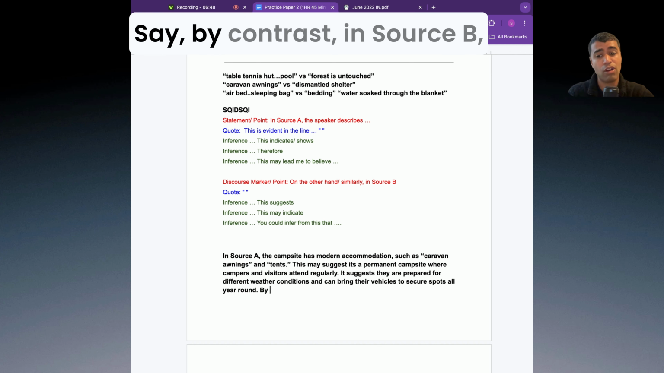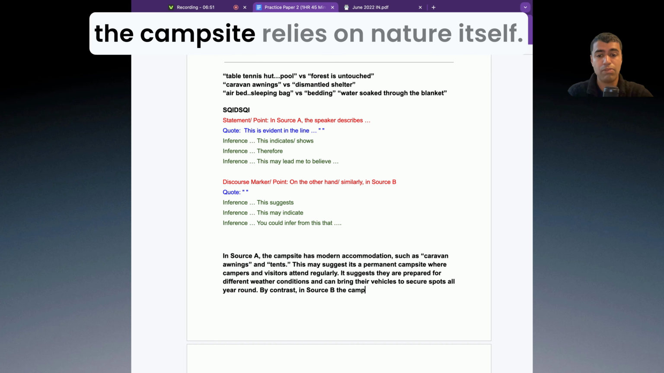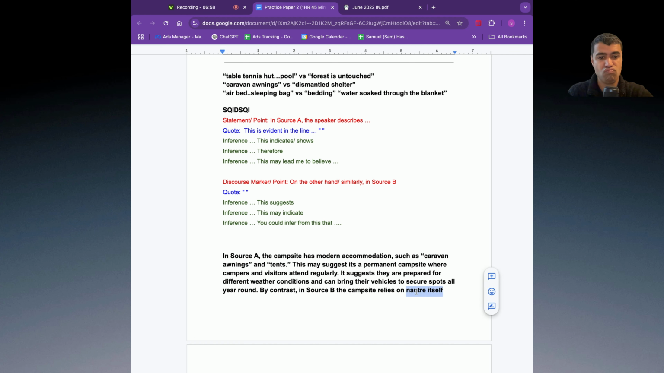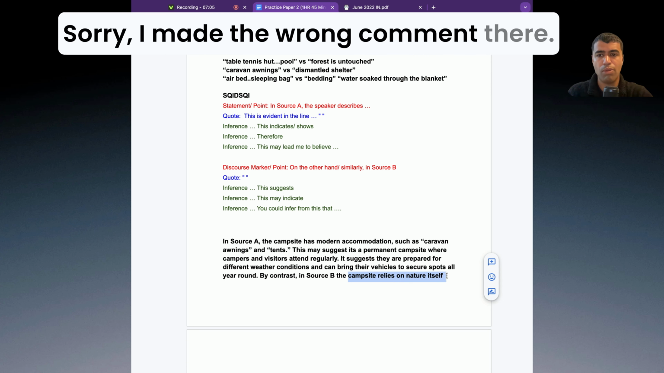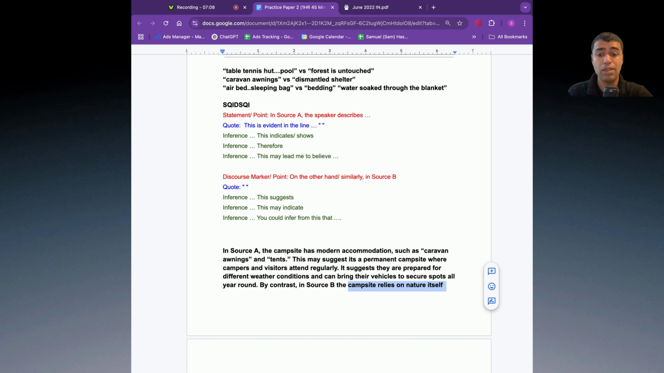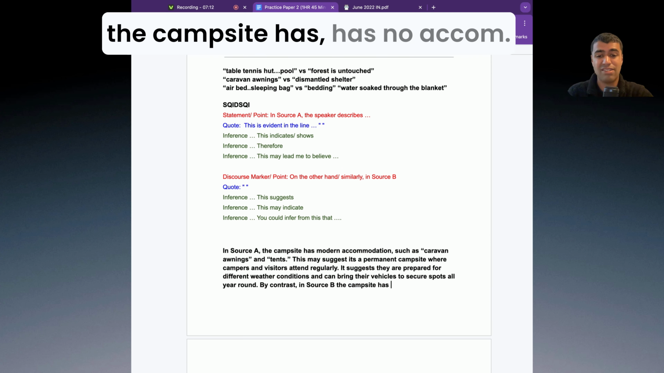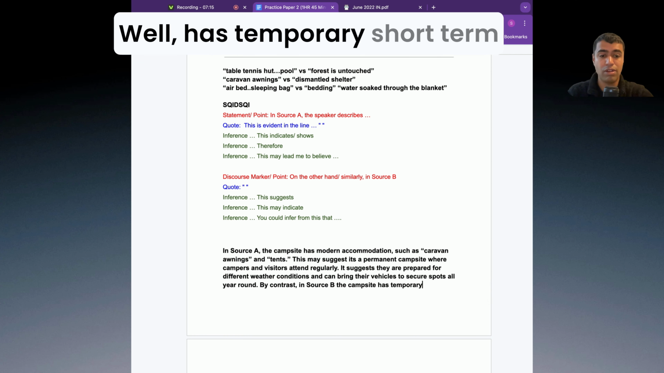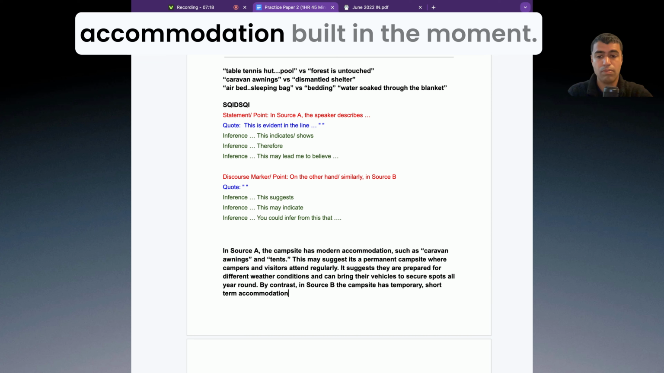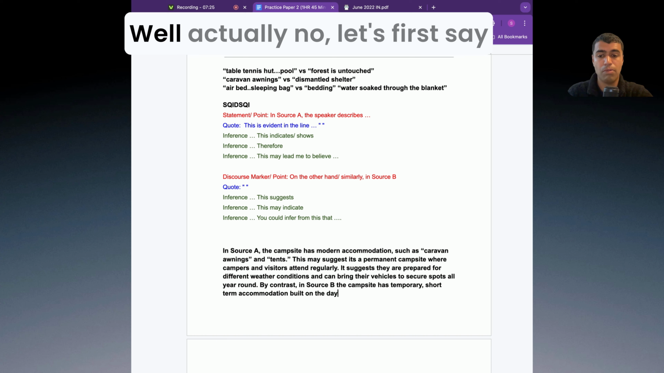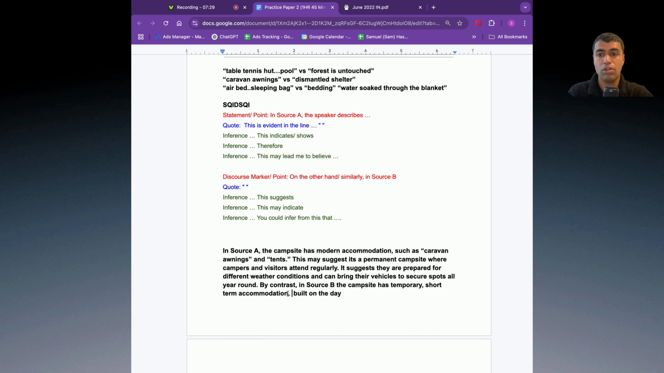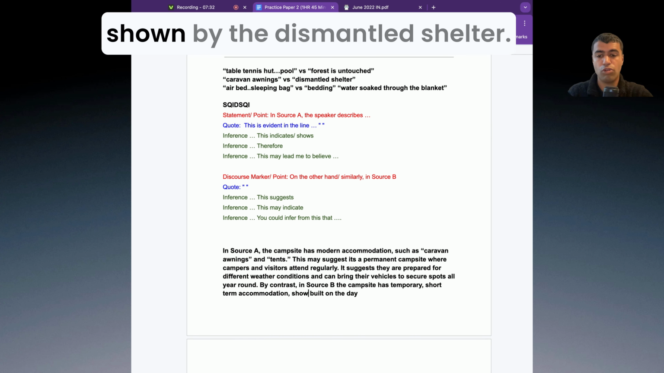Now I'll link it to the next one and say, by contrast, in source B, the campsite relies on nature itself. Actually, no. Sorry, I made the wrong comment there. By contrast, in source B, the campsite has temporary short-term accommodation, built in the moment, built on the day. Well, actually, no. Let's first say temporary short-term accommodation, shown by the dismantled shelter.